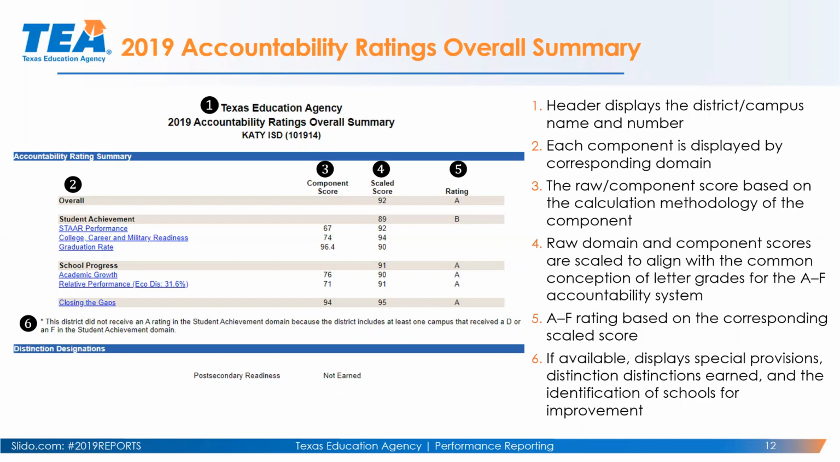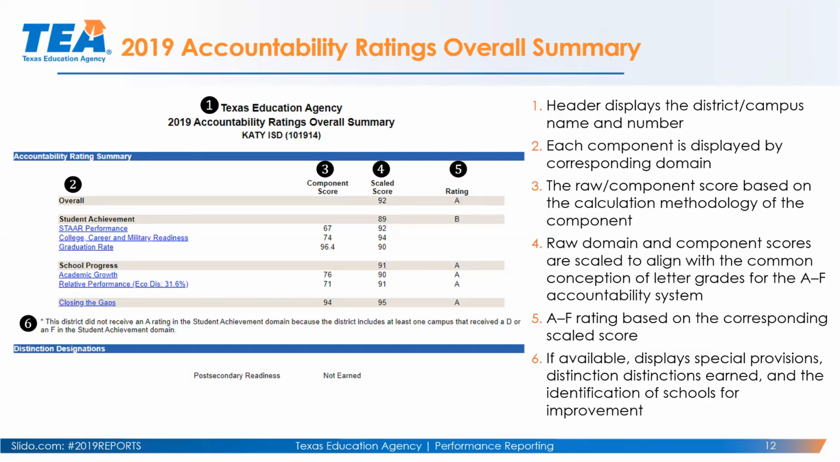So this is the data table. I took a screen grab of it for this presentation. So this overall rating summary includes the following. Up at the top, we have the header that displays the campus or district name and number. In this case, Katy ISD, which has a corresponding district number. If I pick the campus, it would have the campus name and the corresponding campus number.